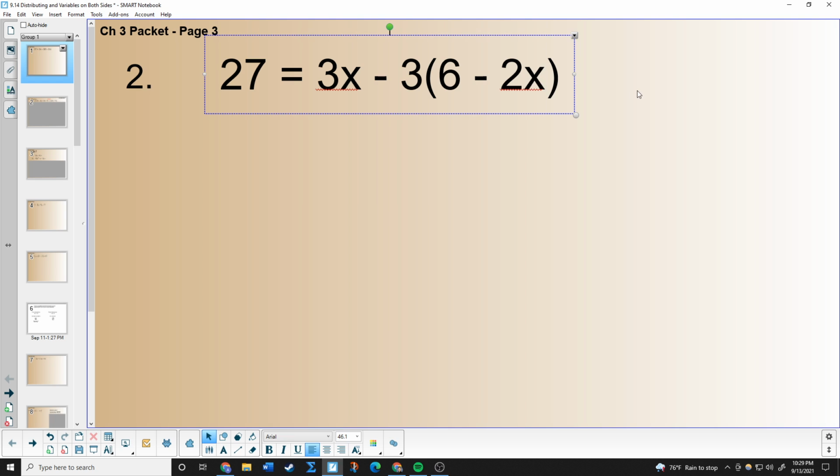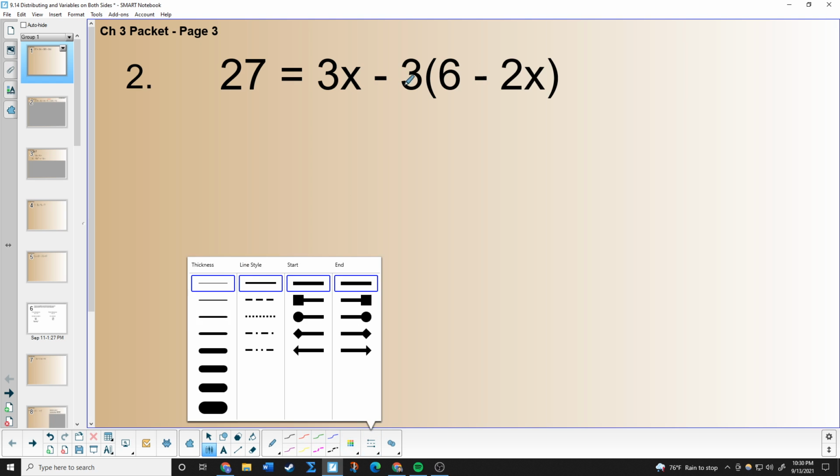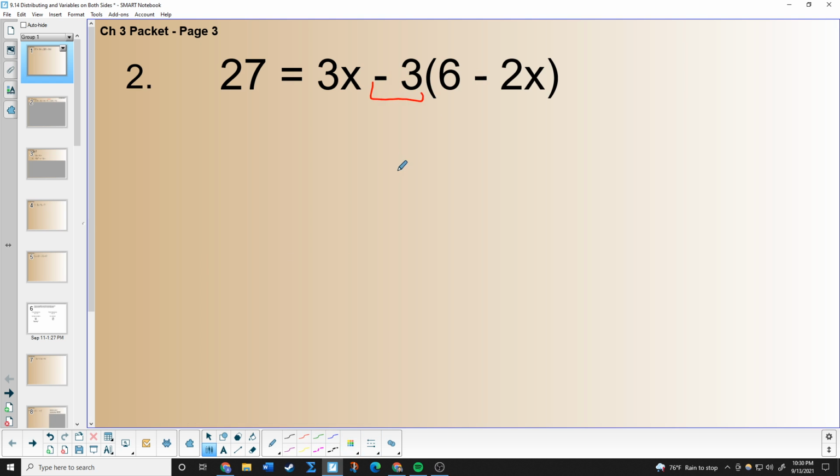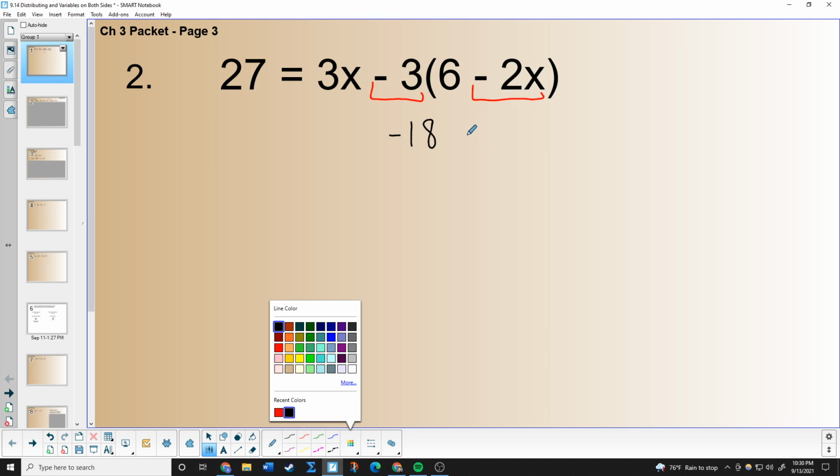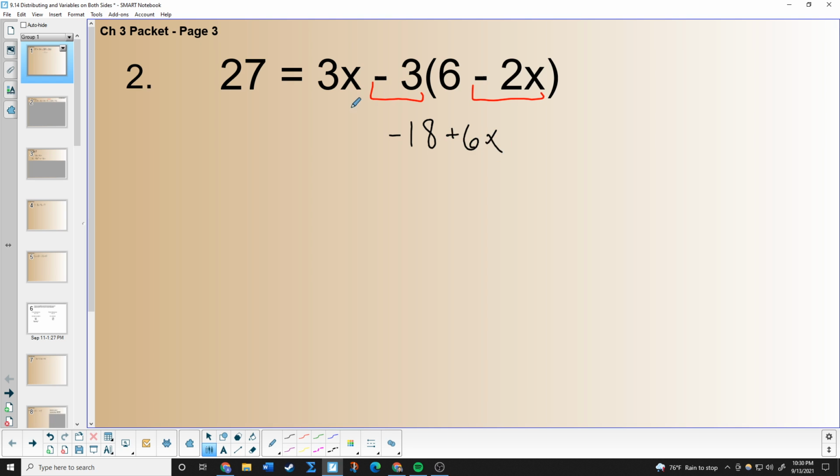First thing we're going to want to do is distribute this negative 3 into the parentheses. Now let's focus specifically on distributing that negative sign. We have a negative 3, which is going to get distributed each time we multiply. So we have negative 3 times positive 6, which is going to be a negative 18. And then we have a negative 3 times a negative 2x. Negative times a negative is going to be, this time, positive, so we have a positive 6x. And we're going to bring everything else down.